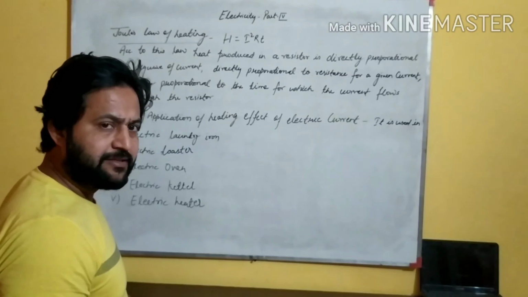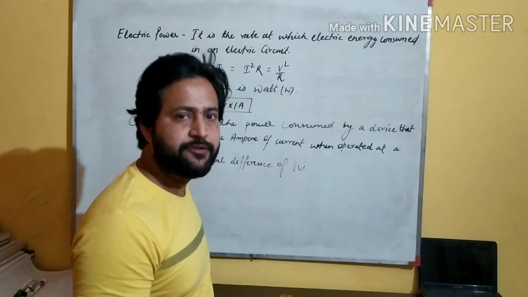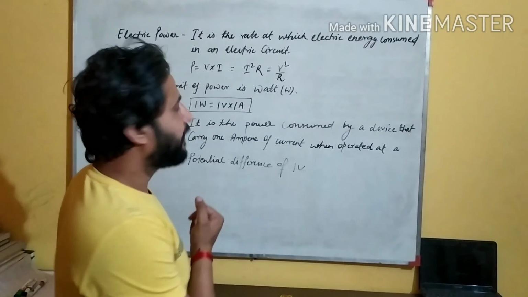Now, we will study electric power, 1 watt and 1 watt hour. Okay. Now, what is electric power? It is the rate at which energy is consumed in an electric circuit. किसी भी इलेक्ट्रिक सर्किट के अंदर किस रेट से एनर्जी कंज्यूम्ड हो रही है, that is called electric power.